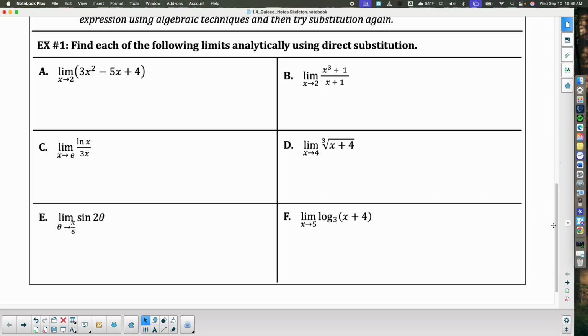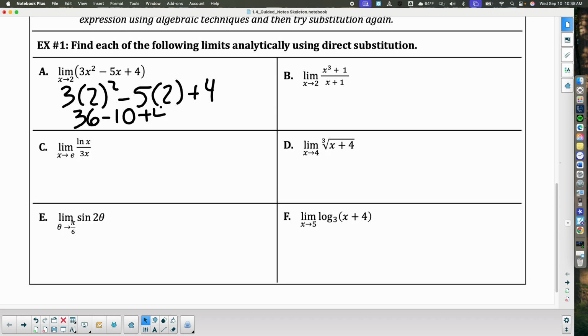I like it. Okay, so we have the limit as x approaches 2 of 3x squared minus 5x plus 4. And our first option, theta, is direct substitution. Put a number in. If it works, that's your answer. If it doesn't work, then we have to try something else. Actually, I probably shouldn't have started with A. That's like a normal one. Okay, you got the easy one. Okay, so 26, 4, 30. Perfect. That's it.